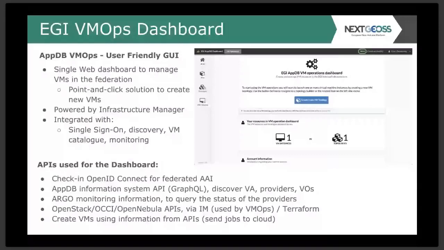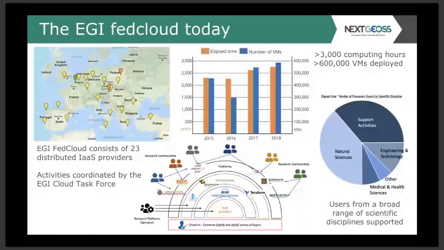Today, the EGI Fed Cloud consists of 23 distributed infrastructure as a service providers distributed largely throughout Europe, but we are consistently expanding the providers, and at the moment we're even working with the South African cloud infrastructure to integrate their infrastructure into the EGI Fed Cloud. The activities of this distributed infrastructure are coordinated by what we call the EGI Cloud Task Force.